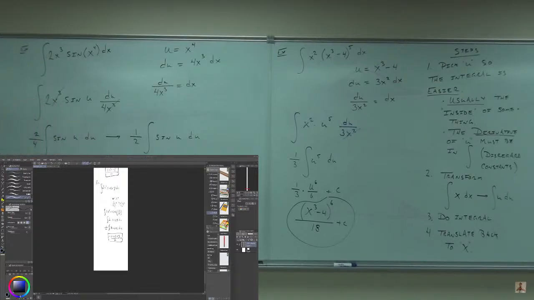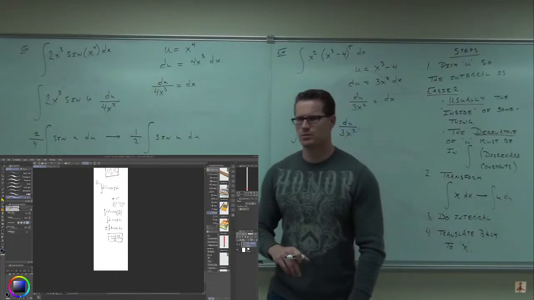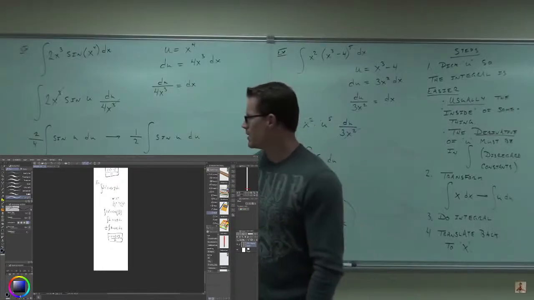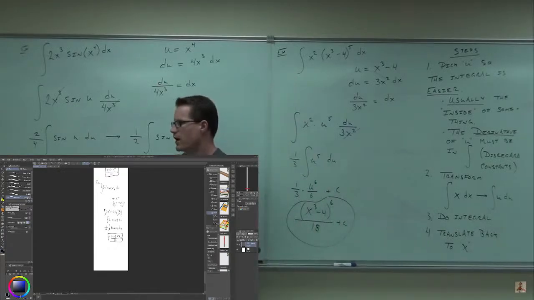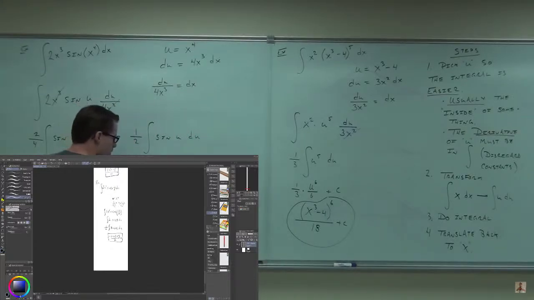plus. Are you okay with this so far? What's the last thing that we do? Translate back to there. Maybe make it prettier, that negative. I don't like that in there. I want to make this negative 1/2 cosine u, but u is x to the fourth. So I'm going to make this negative 1/2 cosine x to the fourth plus c.